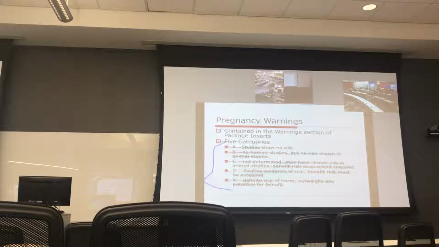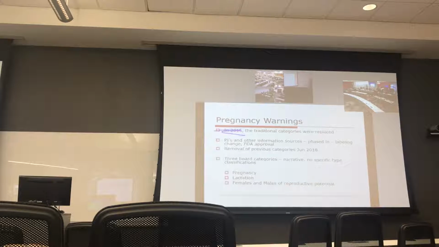As we will see, this transition started in 2015, and all the other categories were removed, finalized just last year. They have made more general categories. There's 3 broad categories. It can pertain to concerns about pregnancy, which is basically the only thing the old ones covered. It can have concerns about lactation or a nursing mother, and it can also have things about females or males as far as having harmful effects on their reproduction potential.